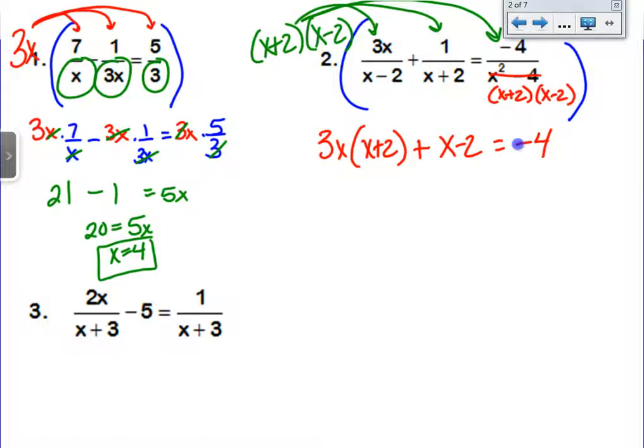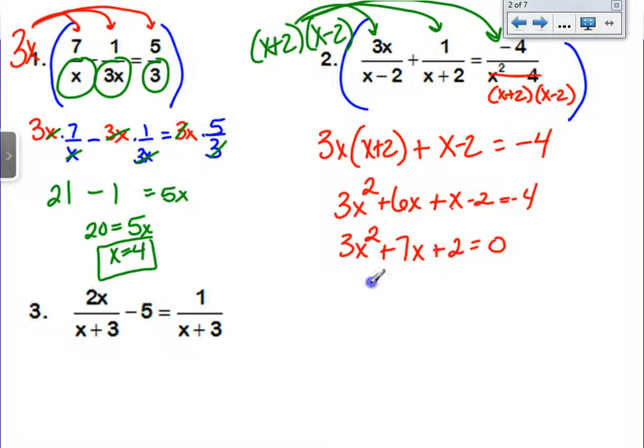So we no longer have any denominators, we just have, this time, a quadratic equation. When I distribute the 3x, we get 3x squared plus 6x, and then there's still a plus x minus 2. And we know when we want to solve quadratics, we have to set them equal to 0 and solve. So if I combine my like terms here, add the 4 over, so that would really be a plus 2. And of course, we're going to factor.